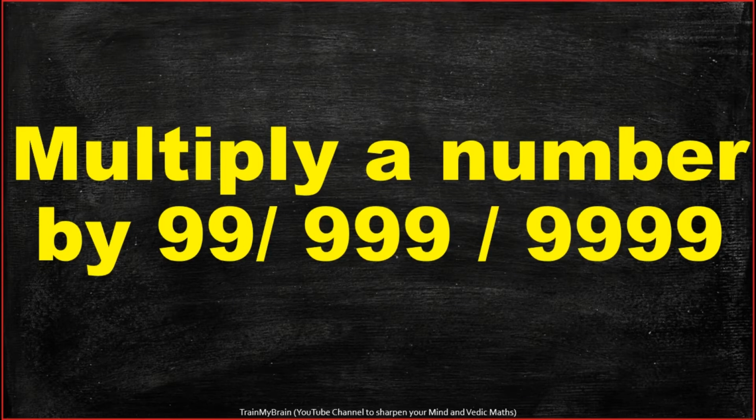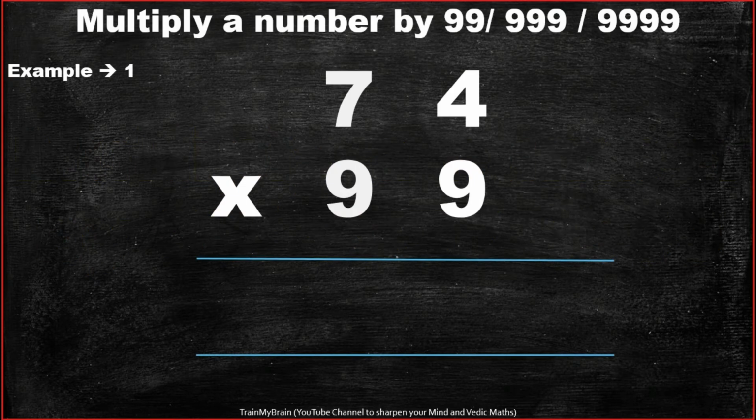Multiply a number by 99, 999, or 4 times 9, 5 times 9. If you know the logic, it can be applicable to any digit count. So let's take an example: 74 to multiply with 99.